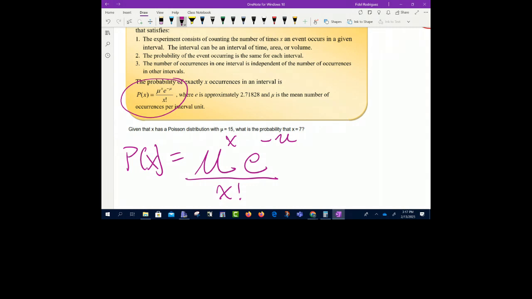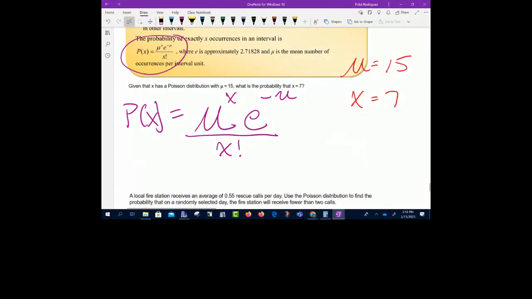Okay, y'all, a lot of this stuff is going to be done on our calculator, but I'm going to show you how to do this. So y'all, they gave us a couple of values here. Mu, remember y'all, mu is just an average. So they're telling us the average is 15, and we want to know what happens when X is equal to 7. So y'all, this type of a problem is going to be very much a calculator problem.